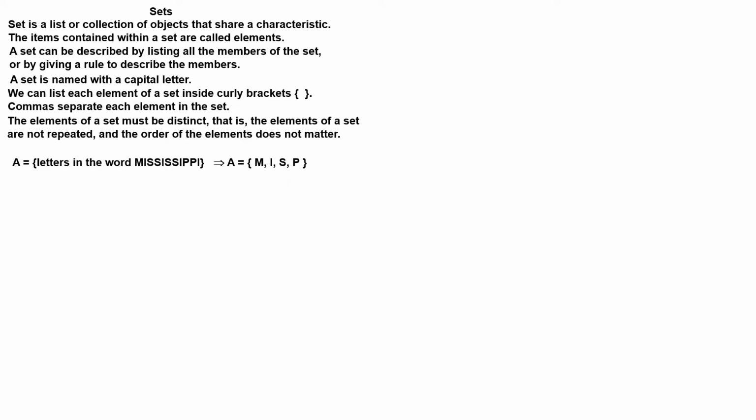Let's look at another example. P is the set of odd numbers between 0 and 10. We can describe the set P by writing 1, 3, 5, 7, 9. The count of elements in the set A is n(A), so the number of elements in the set A is 4. The number of elements in the set P is 5.